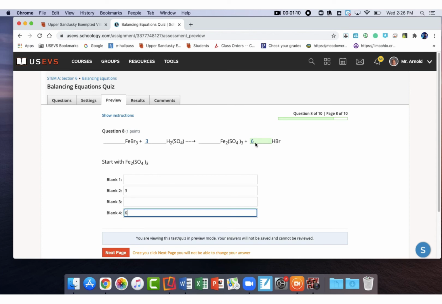But by changing the number of H's, I also change the number of BRs. So now I have 6 BRs. And I go over here, and I only have 3. So we need to make that equal to 6. So 2 times 3 equals 6. And then I'm back to where I started, which will be 1.